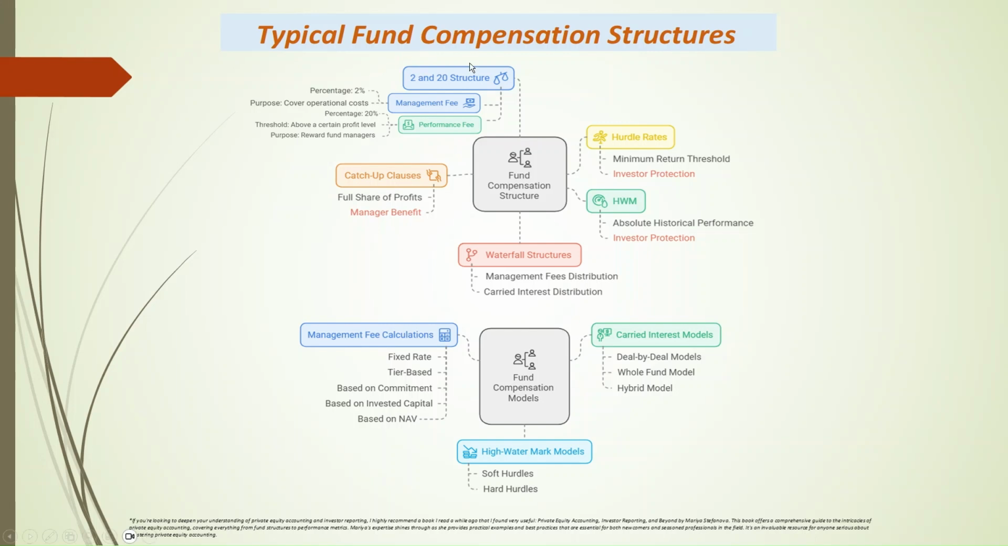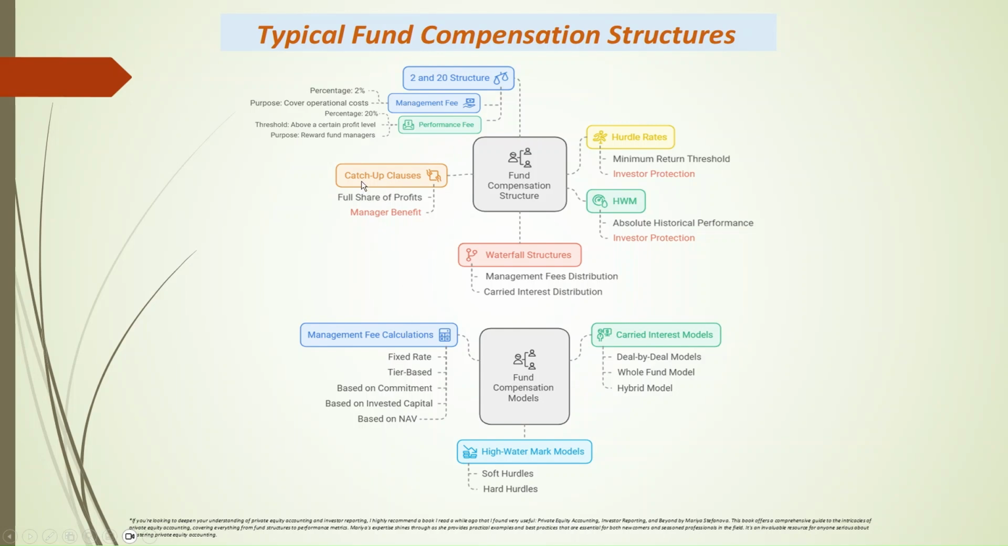We will start with the 2 and the 20 structure. The 2 and the 20 structure is a standard fee arrangement in private equity and hedge funds. The 2 is 2% management fee and 20% performance fee. And the management fee could be based on commitment or invested capital or NAV, and it could be either fixed rate or tier based. It really depends on what your LPA defines. And we will do the calculations in the next section.